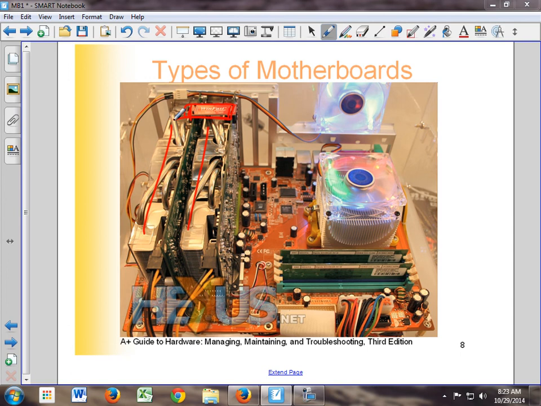And then we've got our memory down here. We've got our CPU and our CPU cooling fan, then we've got our integrated components right there. And whenever we have a PC, just so you know, on our CPU, this nasty looking stuff is called thermal grease or thermal paste.